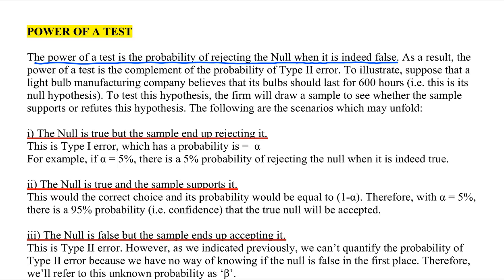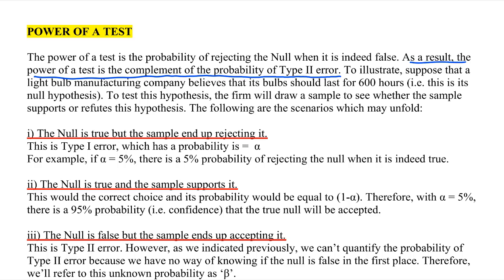This power of a test exercise is a theoretical exercise, and here's why. We don't know what the true population value is, so there's no way of us knowing if the null is true or false. So how can we even calculate the probability of rejecting the null when we don't know what the true population value is? And that's why I refer to this as more of a theoretical exercise, because we're assuming that we do know what the true population value is. So as a result, the power of a test is the complement of the probability of type 2 error.